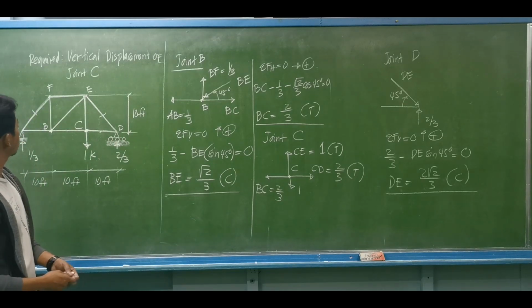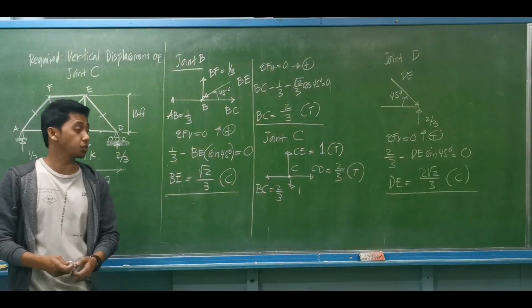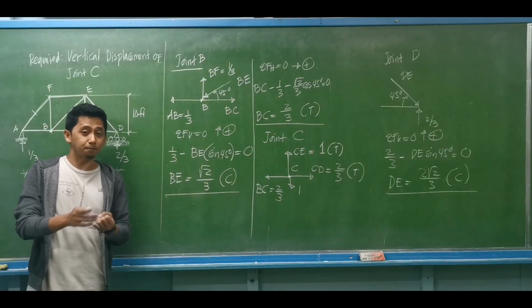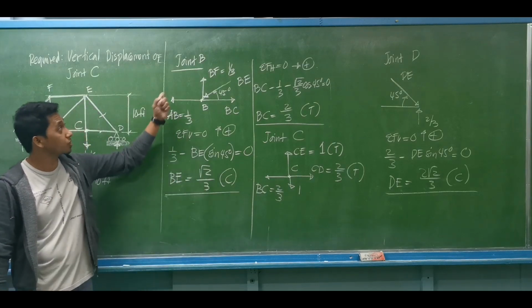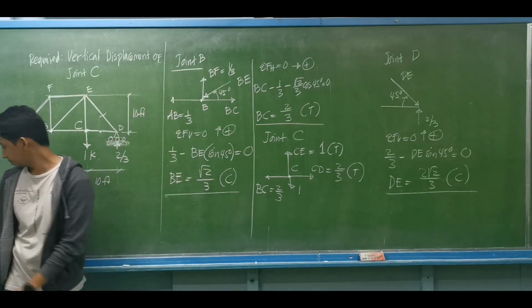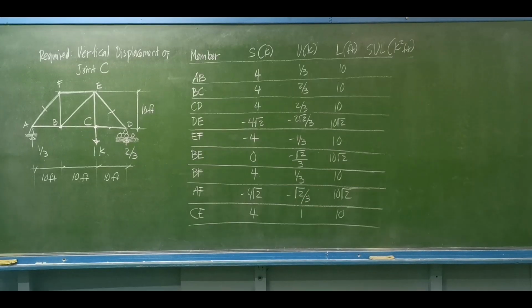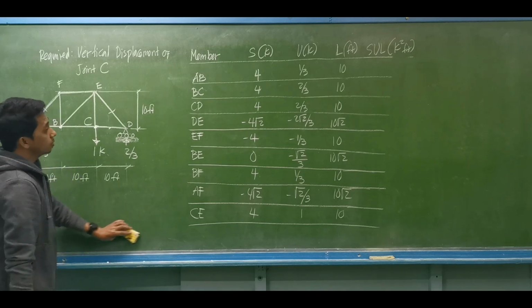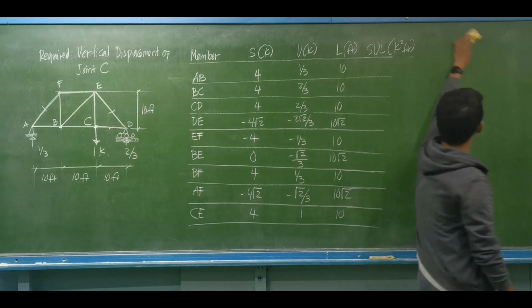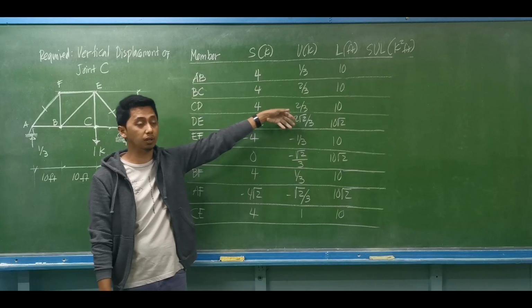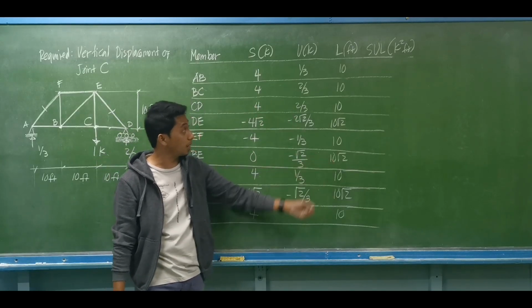Okay, so I think those are the axial forces for all the members due to 1 unit load. So let us tabulate the values from the axial forces using the real loads and the axial forces due to the 1 unit load. So here is the tabulated values of the axial force due to real loads, then the axial force due to the unit load. So the length of the members is also needed.